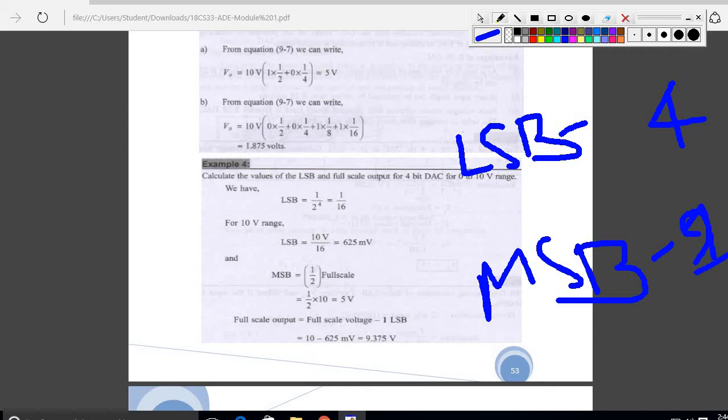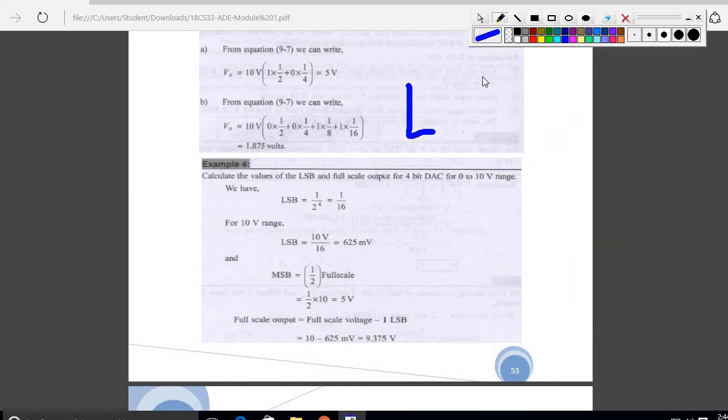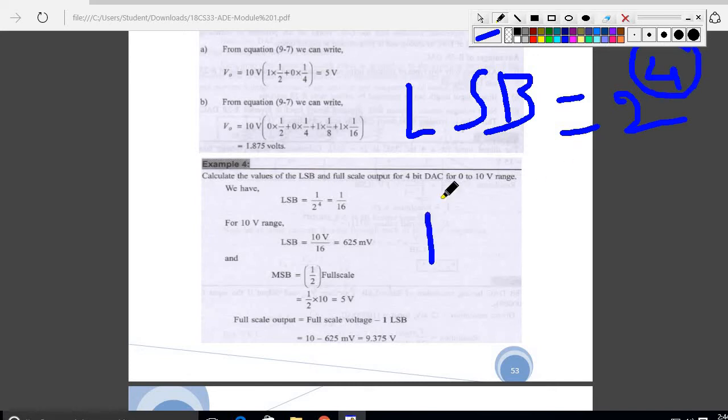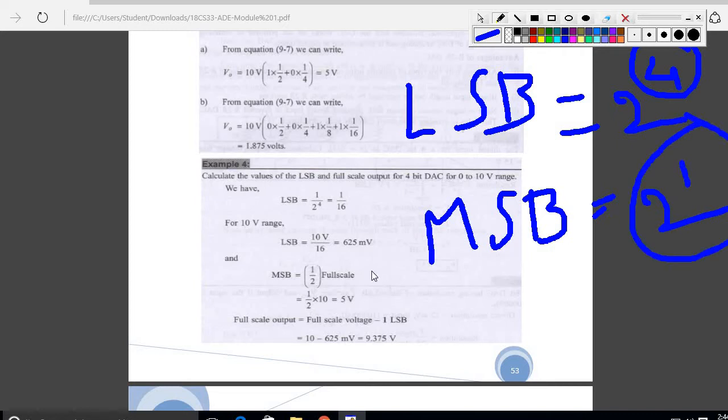MSB is the 1st bit. It means that we have to represent the bits in terms of 2 power n. So 2 power 4 is the LSB bit. The MSB bit is always what exactly? 2 power 1. So this is whatever MSB bit. Like that, here the LSB bit is 1 by 2 power 4. So it is 1 by 16.